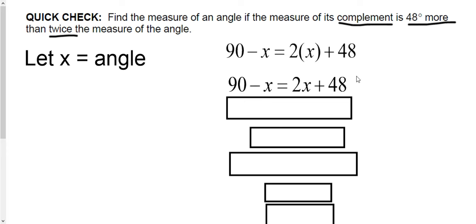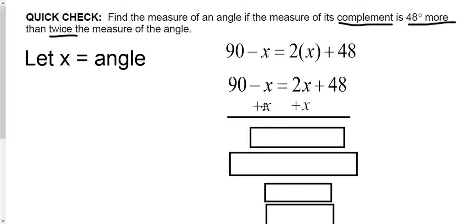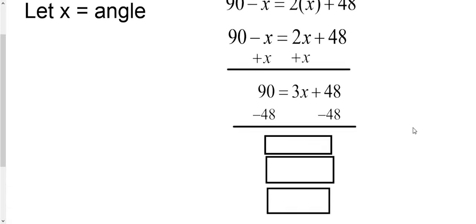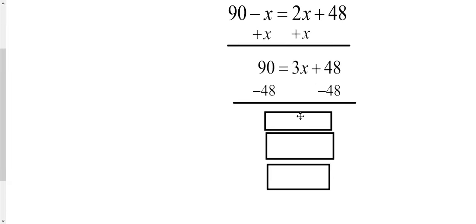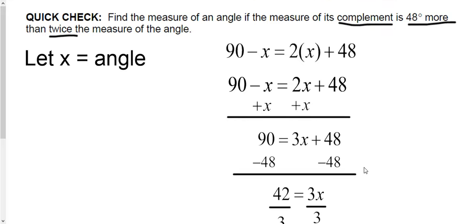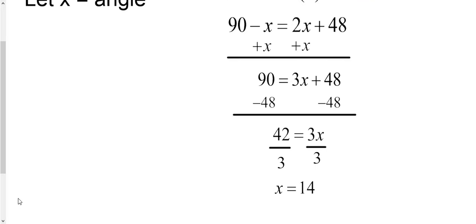So let's see, we got this. I just put 2x for 2 times x there. Got x's on both sides. I'm going to get rid of that minus x with plus x. So 2x's plus 1 more makes 3. Got rid of them over here. Now we'll get rid of that plus 48. That's minus 48. Get the 3x term by itself. And do our last step and show the work this time. Divide by 3. And we get the angle x equals 14 degrees. Okay? Pause it whenever you need to, if I go too fast.